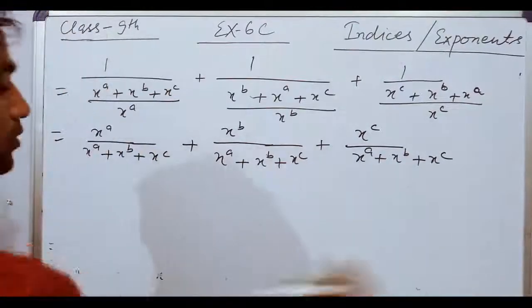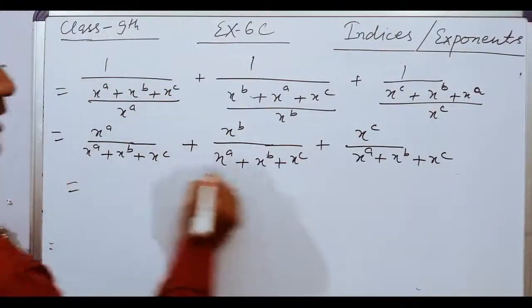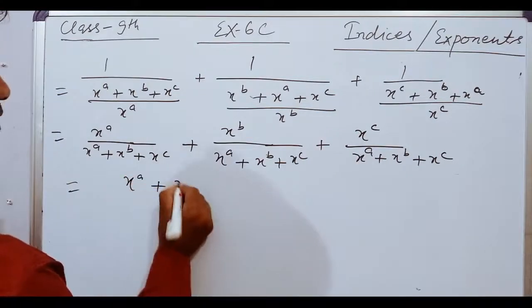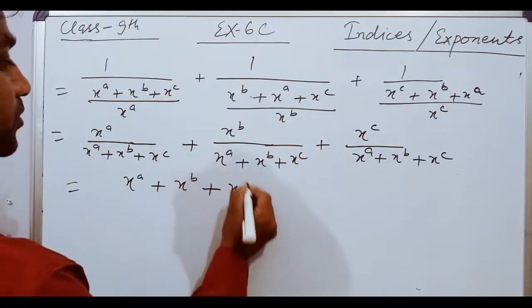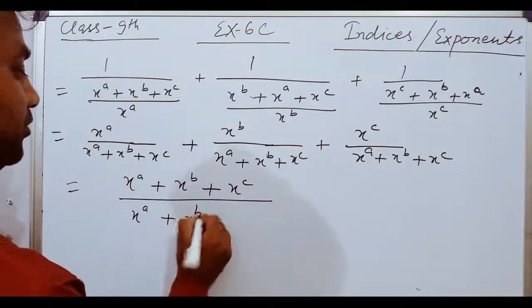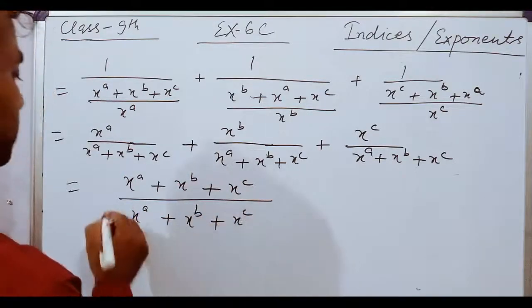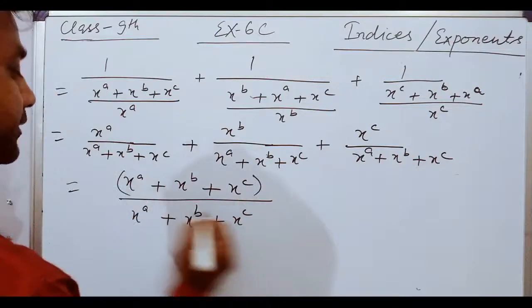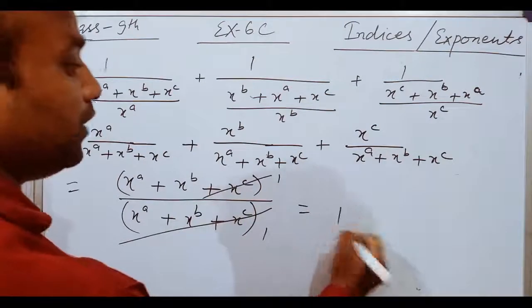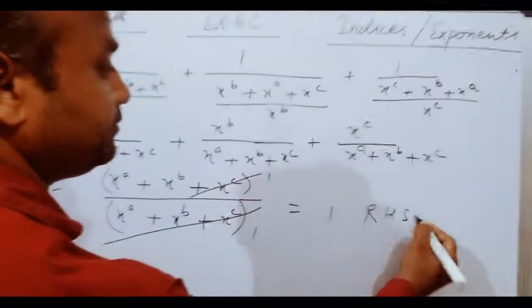Now denominators are same, so we can add numerators. x to the power a plus x to the power b plus x to the power c upon x to the power a plus x to the power b plus x to the power c. So we can cancel this. Equal to 1. This is the right hand side.